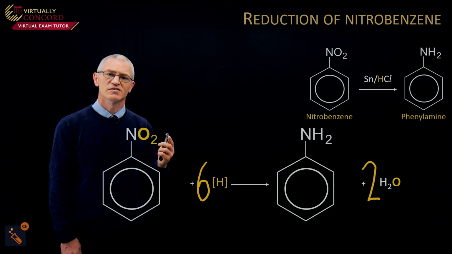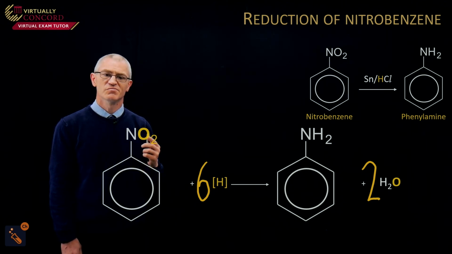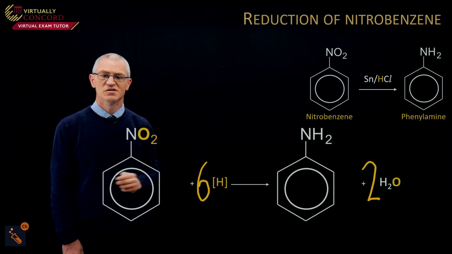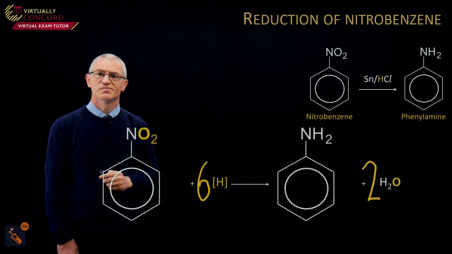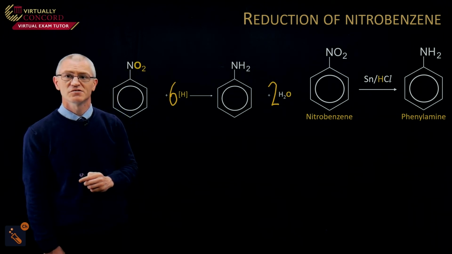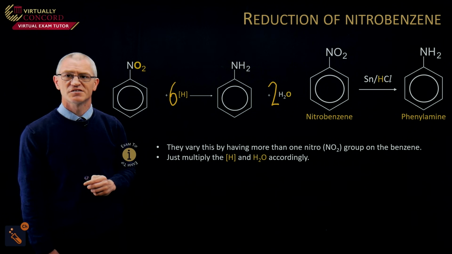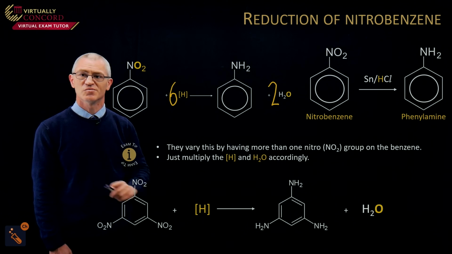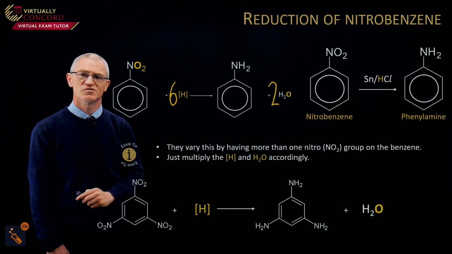Now, the only way they can complicate that is by making it so that there is more than one nitro group on a benzene. So it's really important that you can do this question with more than one group, and all you have to do is, this goes up in 6s, so it'll be 6, 12, 18, that'll be 2, 4, 6. So, if we put that up here and look at an example of that kind of question and go through an exam tip, we can see that if they do vary, just multiply the H and H2O accordingly. So let's do this example. Can you do this example across the bottom?